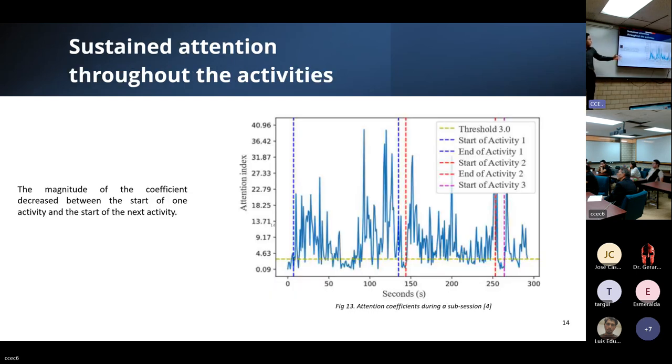And well, as you can see, we have a graph related to the execution of the task. This graph shows the magnitude of the attention coefficients throughout a session. As you can see, the blue lines are the first activity, and the magnitude of the attention coefficient is higher during the activities than between them, because between the activities the users have a relaxation time to take a break.